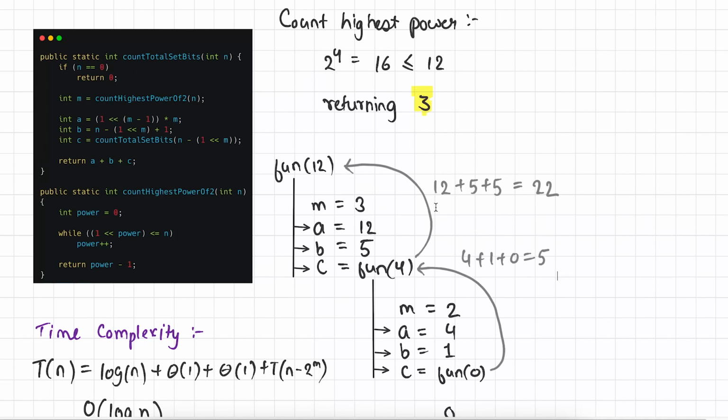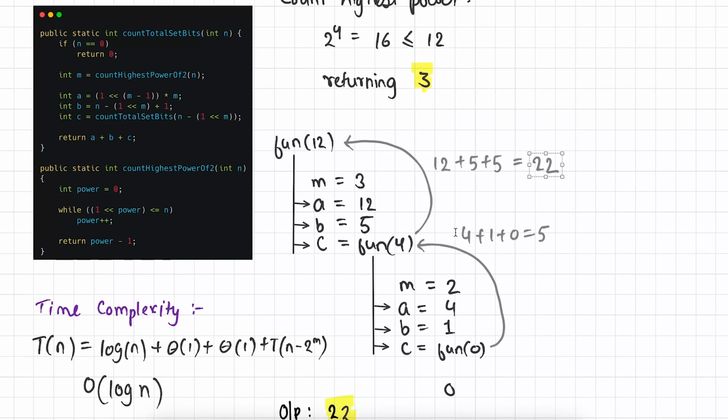What does f of 12 do? It simply calculates the value of a plus b plus c. a is 12, b is 5, and the value of c is 5. So 12 plus 5 plus 5 is equal to 22. So it means there are 22 set bits from 0 to 12.